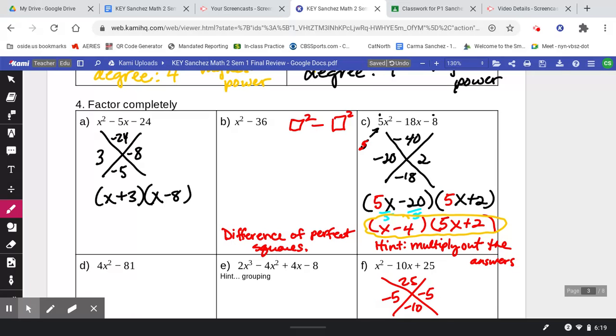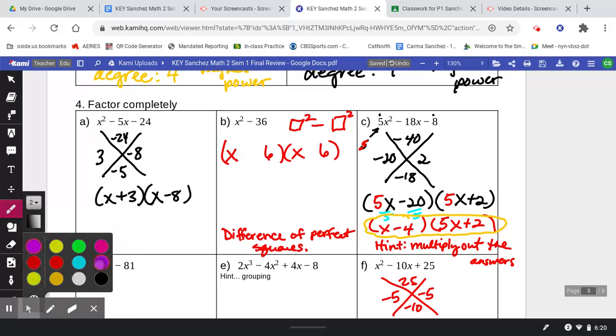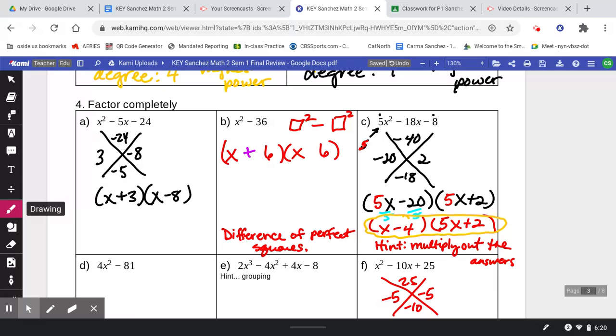And we notice there's no middle term, so there's got to be something about the signs. So what times what makes x squared? And what times what makes 36? And the signs have to be 1 plus and 1 minus in order to cancel out that middle term. So there's my difference of perfect squares factors.